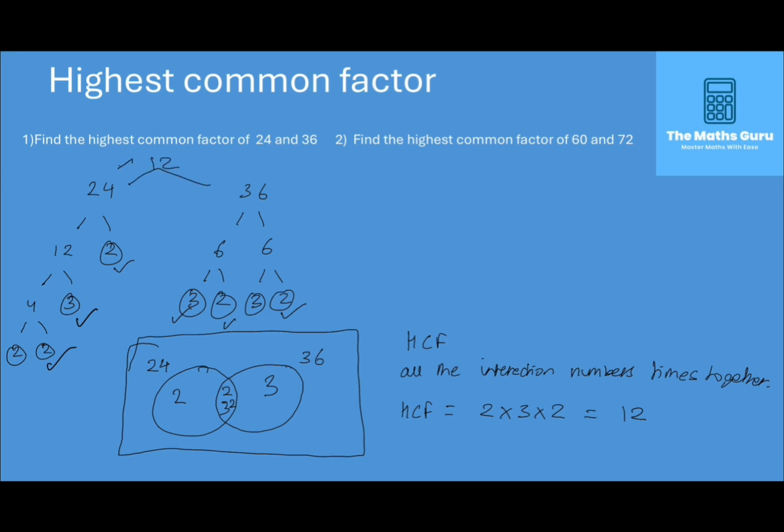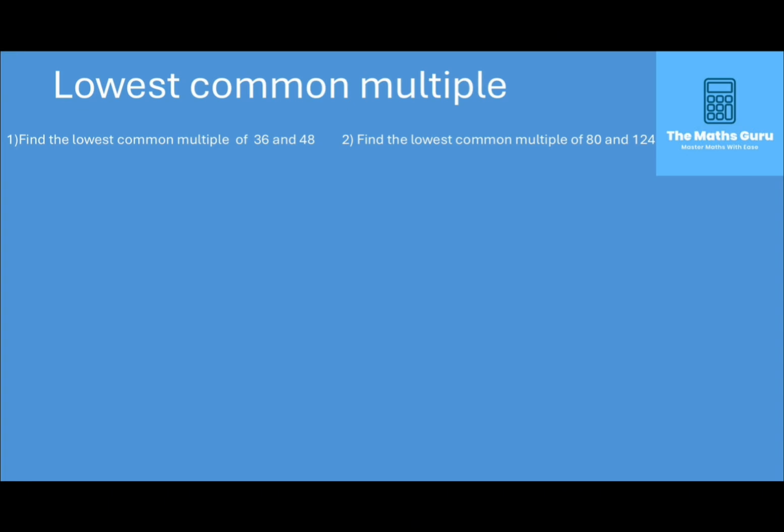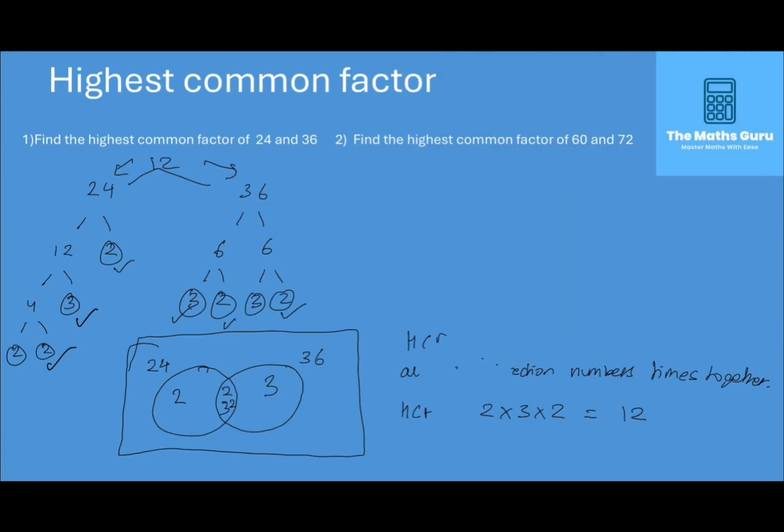And obviously you can see 12 times 2 is 24, 12 times 3 is 36, so that we know would probably make sense. Let's make some space to answer the next question.